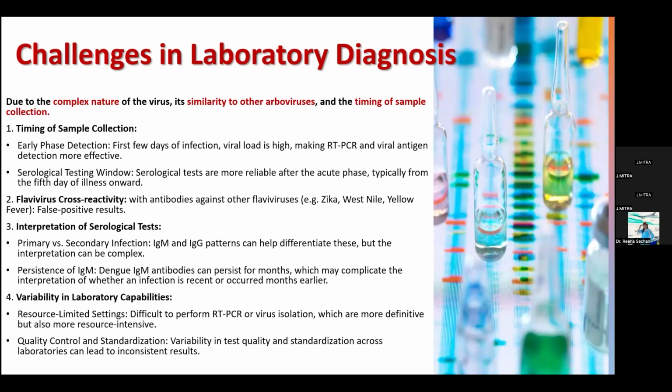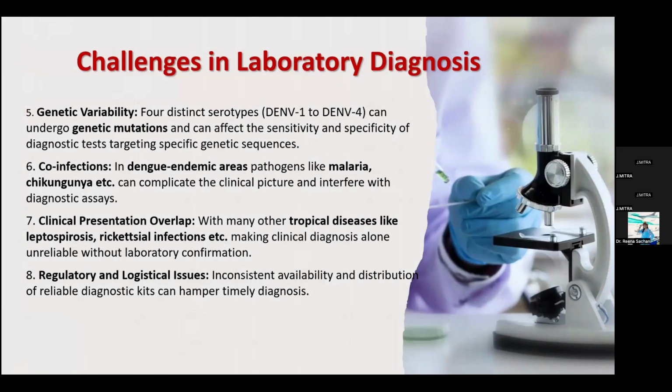There is also variability in laboratory capabilities. In resource-limited settings, it is difficult to perform RT-PCR or virus culture, which can be more definitive where resources are available. Then quality control and standardization of kits is also one of the challenges. Another challenge is genetic variability due to 4 distinct serotypes that can undergo genetic mutations and can affect the sensitivity and specificity of diagnostic kits available at that particular time, targeting specific genetic sequences.